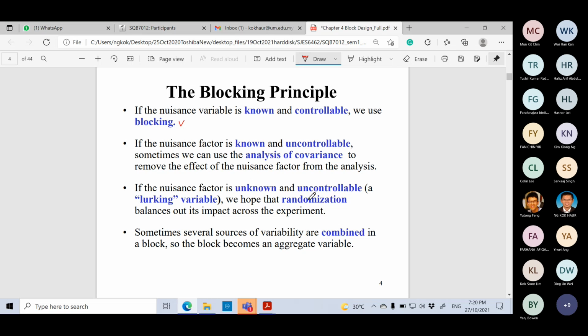This is through the randomization of your observations. Every time you take your observations to run the experiment, you need to randomize the order. Say you have observations number 1 to 20. You cannot say the first to come goes to the first one, the second to come goes to the second one, and so on. You need to do the randomization. Once randomized, they are assigned randomly, so in that case you can still minimize it. Sometimes several sources of variability can be combined in the block, and then the block becomes an aggregate variable. So you can combine them.